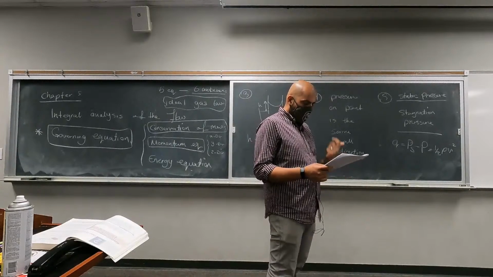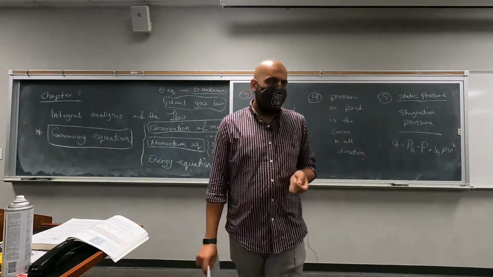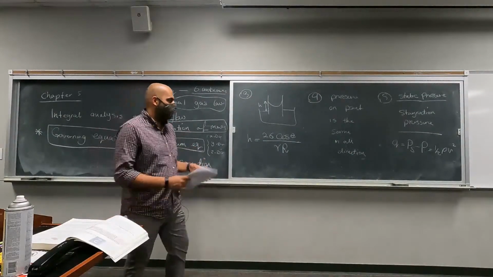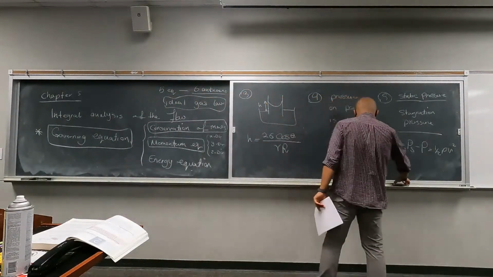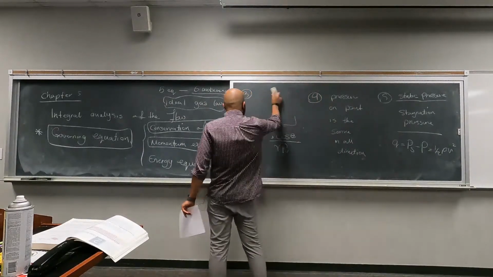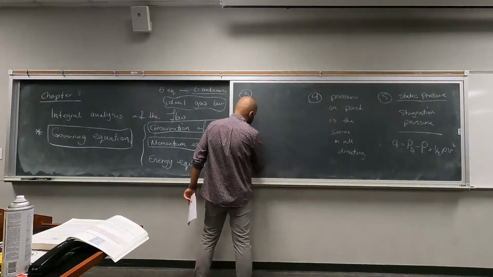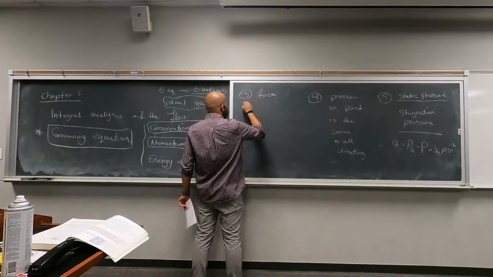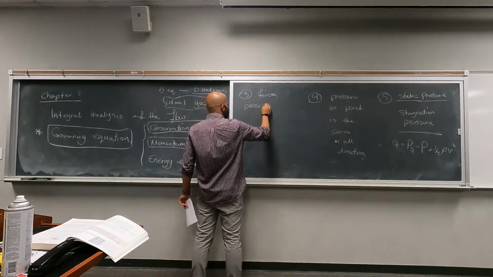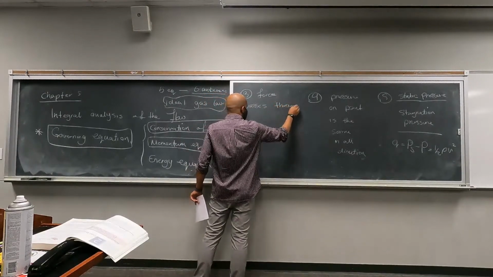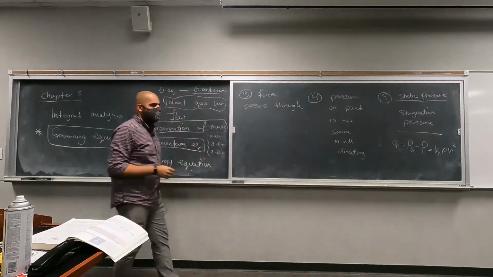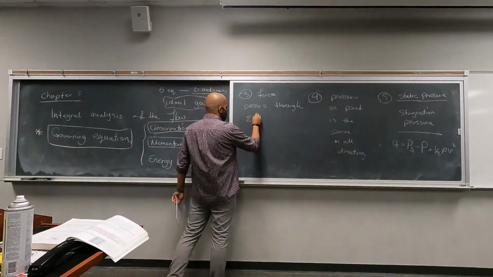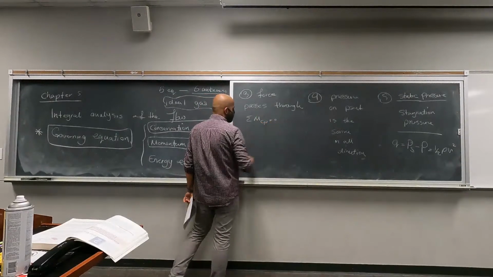Problem 6, what is the center of pressure? Center of pressure is the point through which the hydrostatic force passes. Or we can say the total moment around the center of pressure is 0. So sigma M around CP is 0.